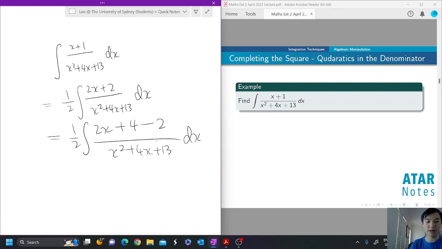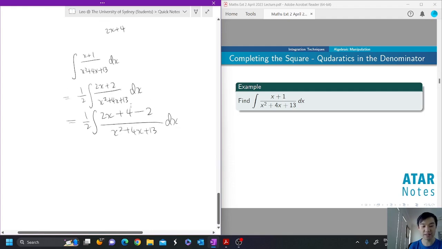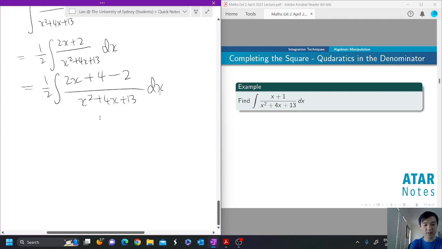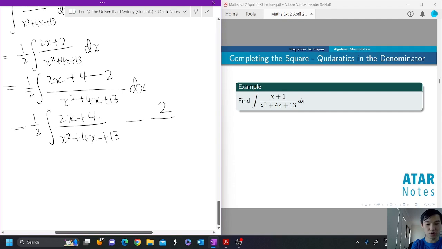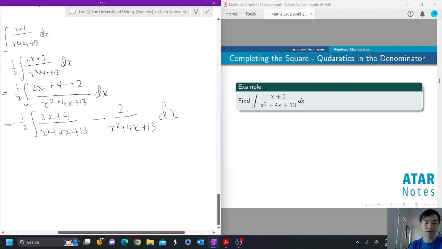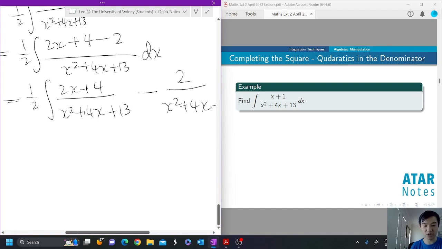Yeah, so I rewrote the 2 as plus 4 minus 2, so we can have a plus 4 there. So now that we have this, we can split the fraction. So this is the same thing as half of (2x plus 4) over (x squared plus 4x plus 13) minus 2 over x squared plus 4x plus 13, like so.